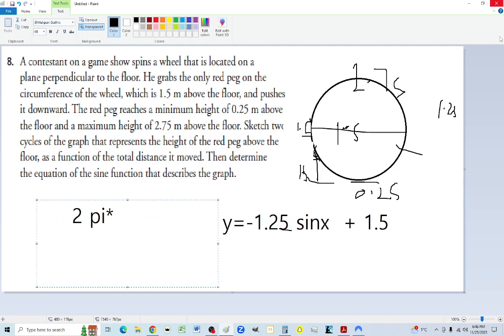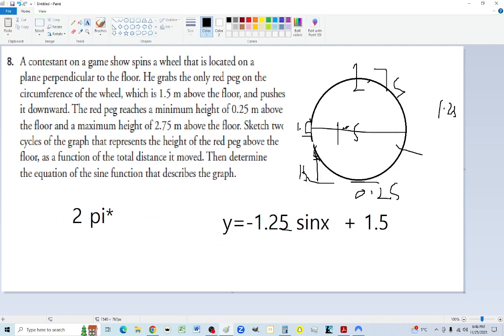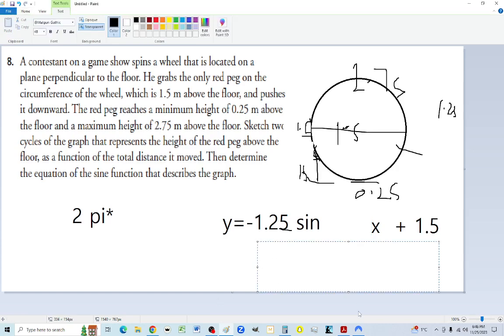So there is a period adjustment because the radius is not 1 as in a unit circle. It's 1.25, which is the same as the fraction 5 over 4. However, in front of x, we would represent that as 4 over 5. And that would adjust the circle. So let's see if that's what happens.